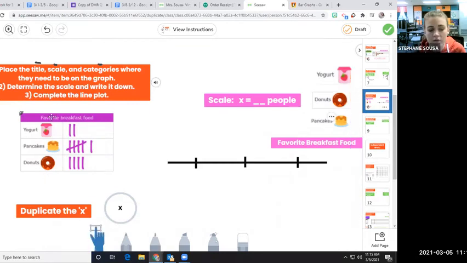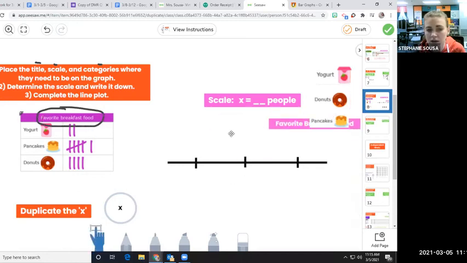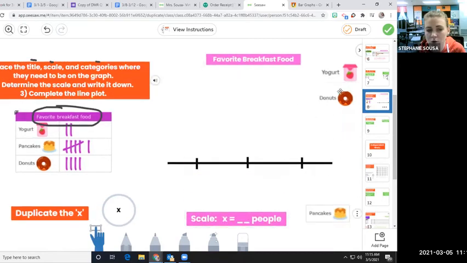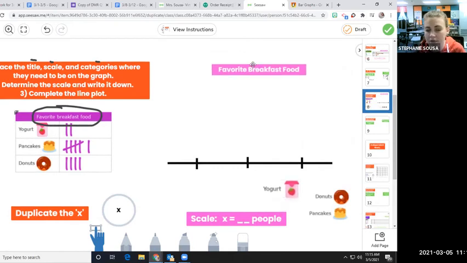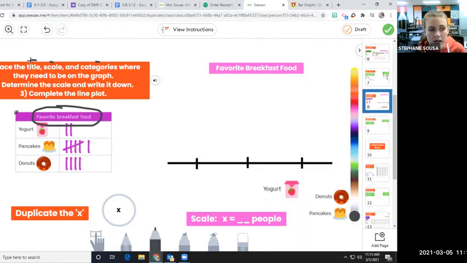We have our frequency chart. The title is favorite breakfast food. Here's our title, favorite breakfast food. On a line plot, your title is going to go on top. Go ahead and get your title on the top of the graph where it belongs. So we have placed our title, check.